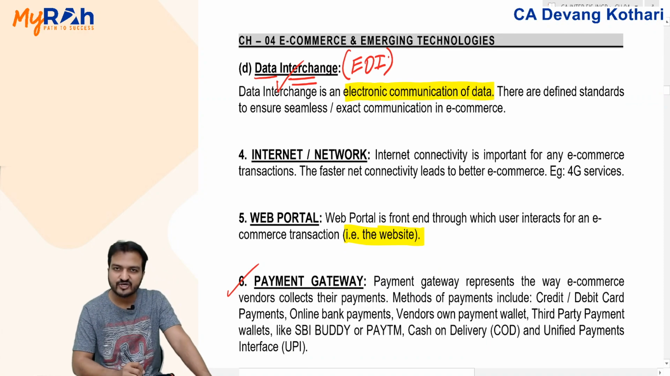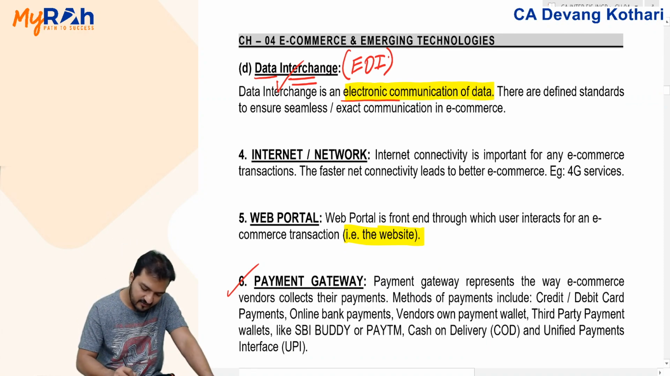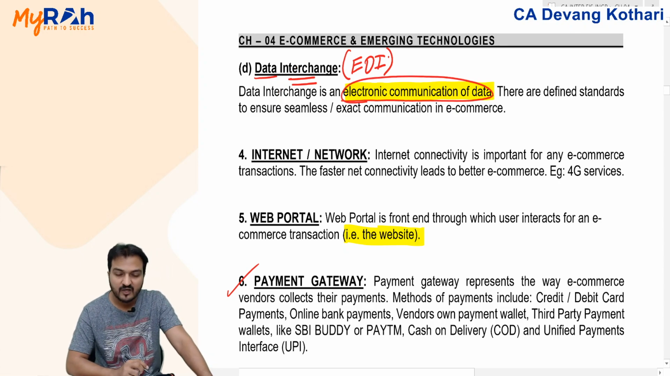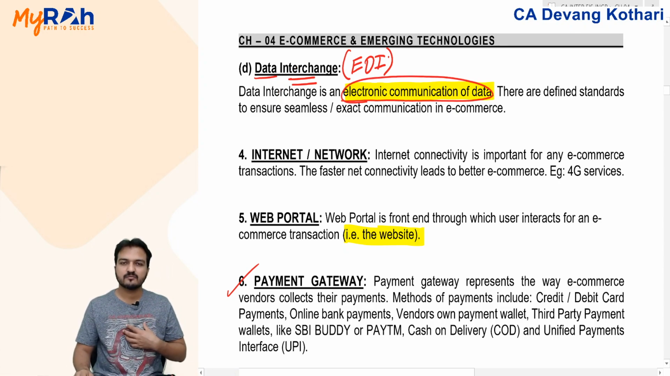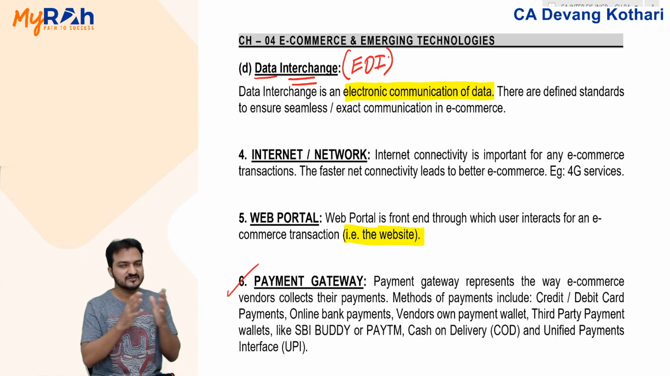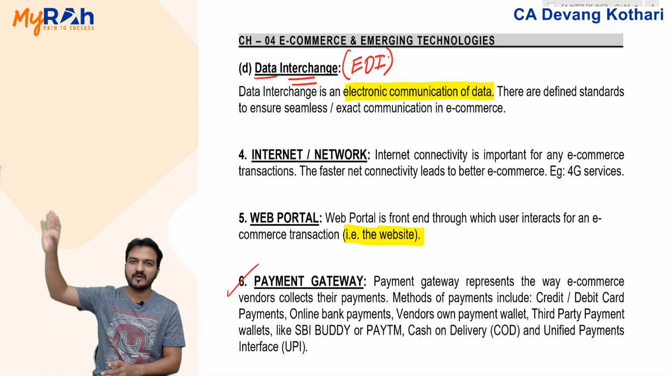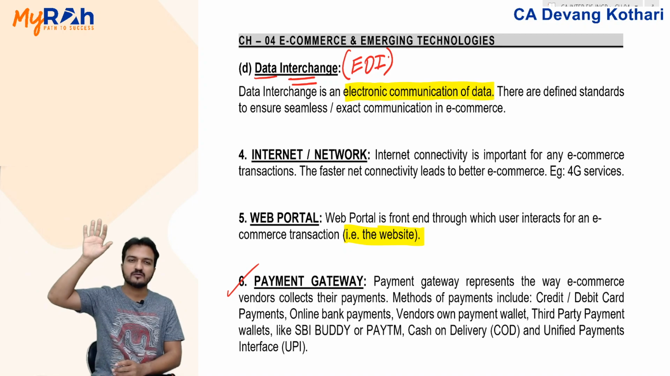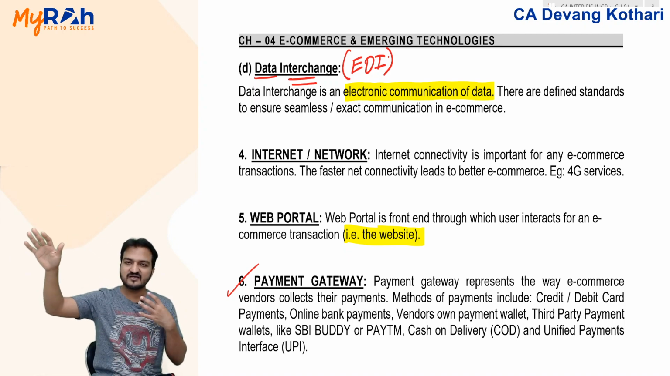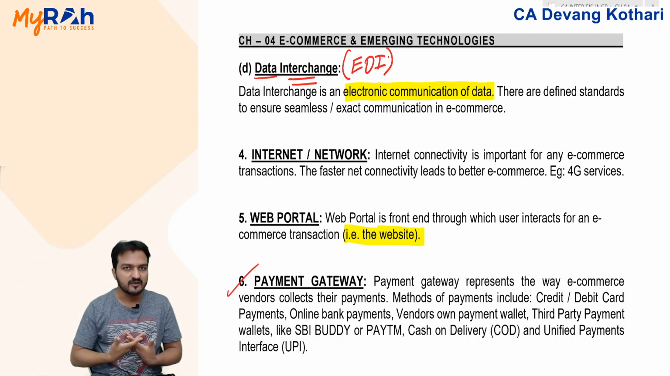And data interchange, EDI, electronic data interchange. Data interchange is an electronic communication of data. For example, if I am a manufacturer, I need some materials. My material supplier is a different company. Now, that supplier and my company will have an EDI in between.